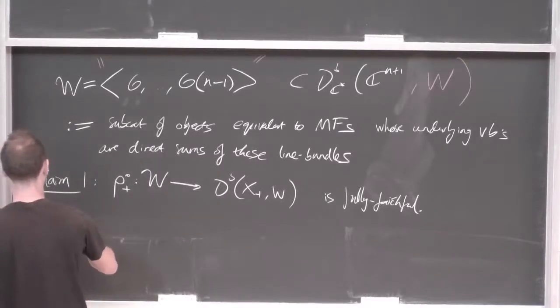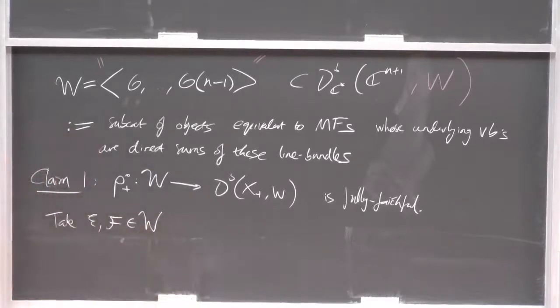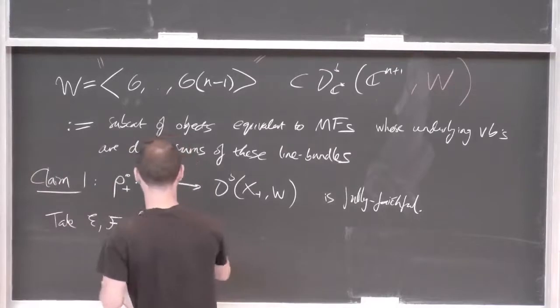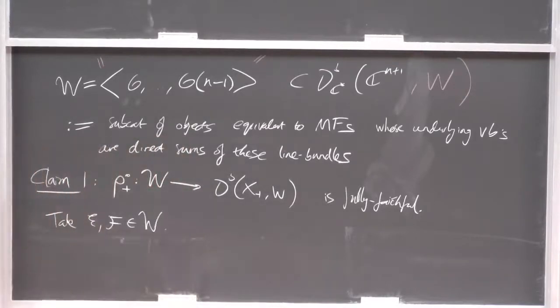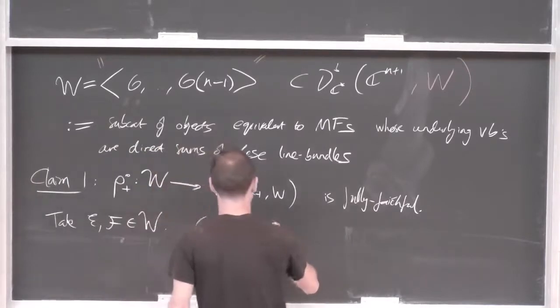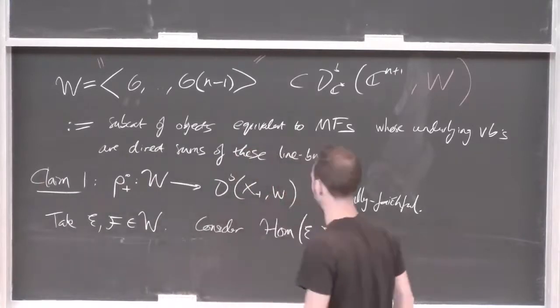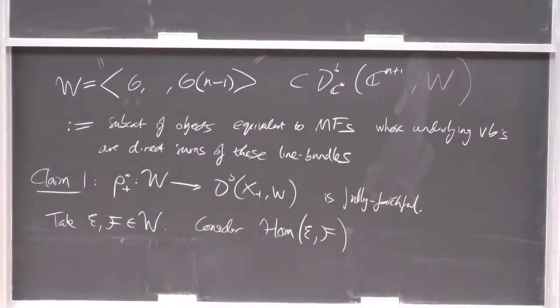You take two matrix factorizations that live in my window, and I look at their HOMs. One way to think about HOMs, particularly if your objects are actually matrix factorizations and not sheaves, is you can just take the HOM complex. So this is just a chain complex, not curved anymore, but a chain complex of equivariant vector bundles on C^(n+1).